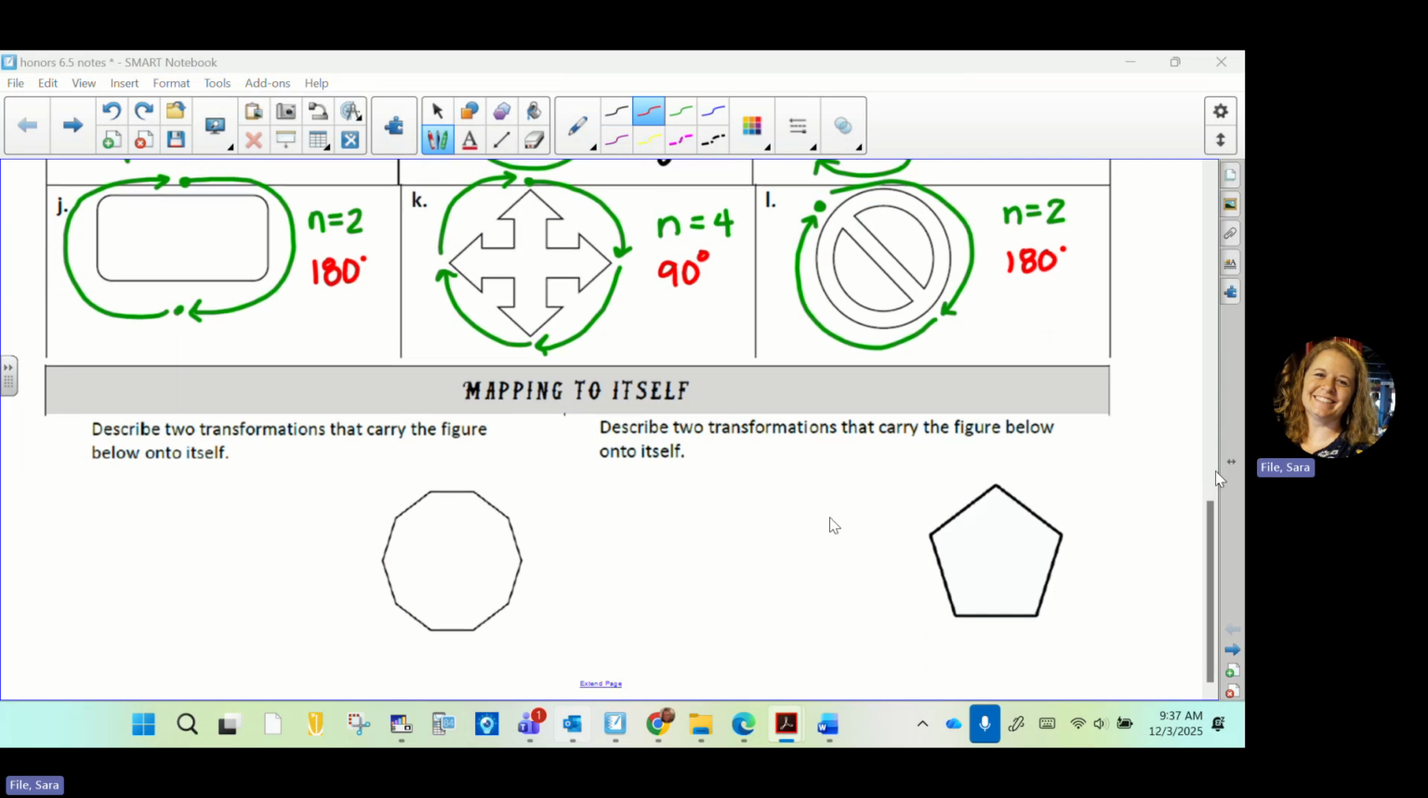Okay? So we want to be able to figure out how to map the image onto itself. We want to describe 2 different transformations that carry the figure below onto itself, meaning what type of transformation, and it can be reflectional or rotational. What type of symmetry does this figure have? Okay, so what's one? We're just listing 2 possible. Say it again. A line just vertically. Yeah, so it's got reflectional symmetry.